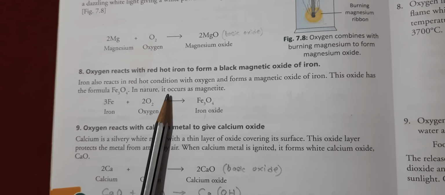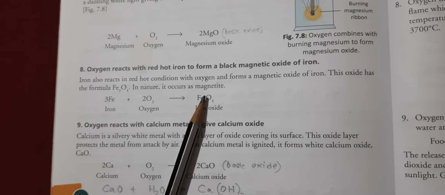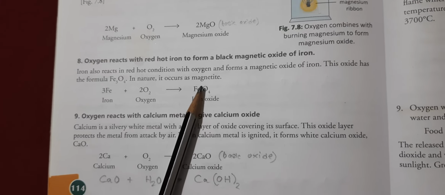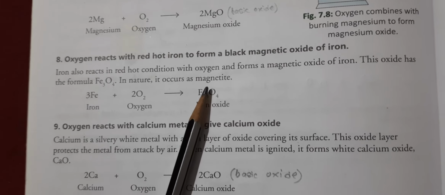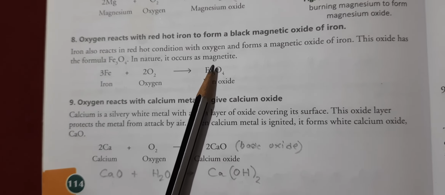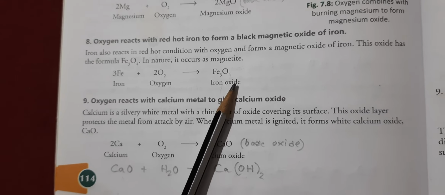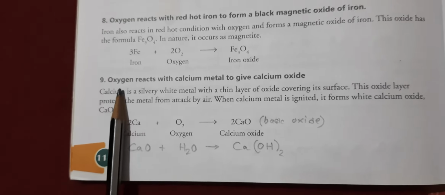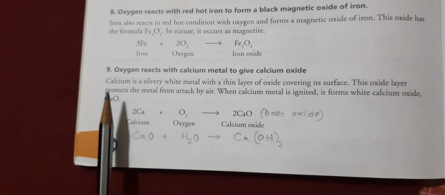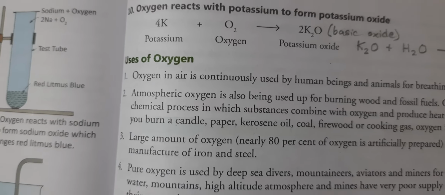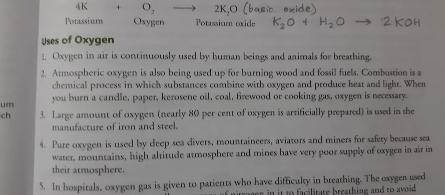In nature, it occurs as magnetite. This iron oxide is magnetite. Remember magnetite? It's a form of magnet, magnets which exist in nature. This we already discussed. Next, we will learn about the uses of oxygen.